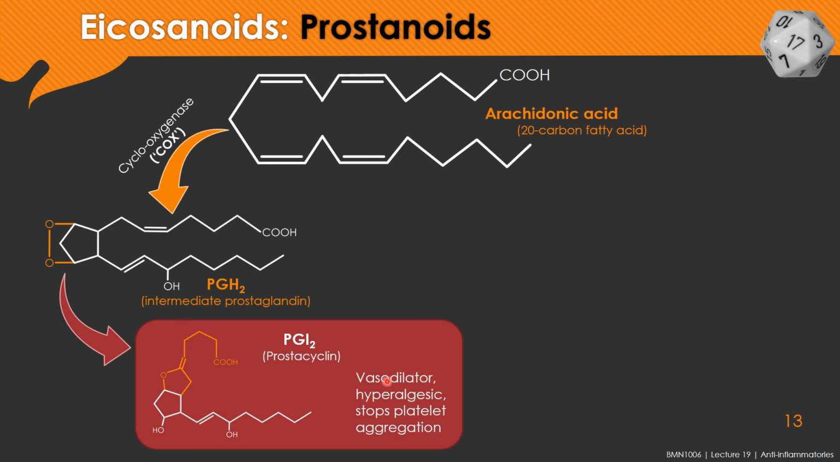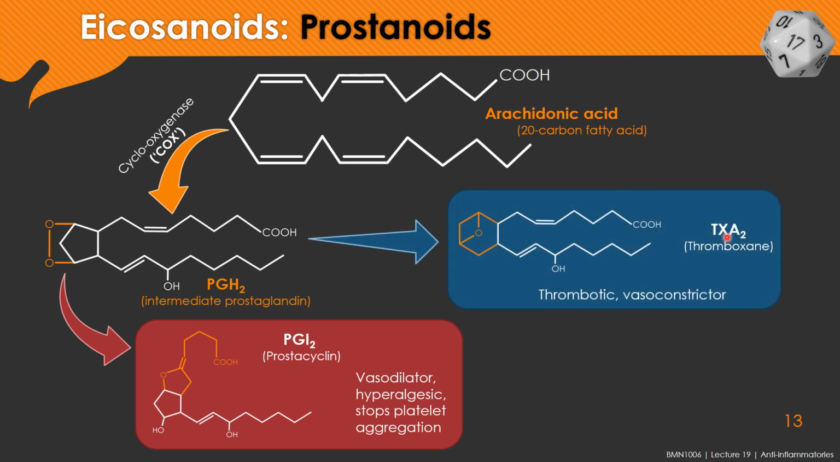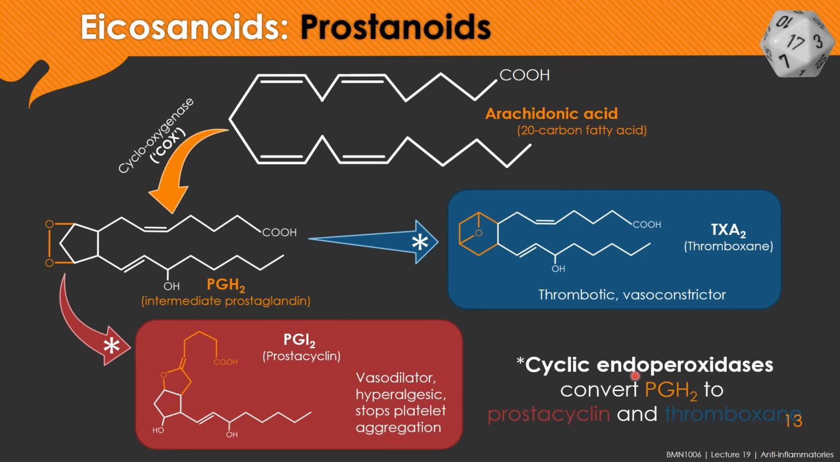So it is a vasodilator, and it is also hyperalgesic, meaning that it increases your sensitivity towards pain and it stops platelet aggregation. On the other hand, the very same intermediate prostaglandin can be converted into thromboxane A2, TXA2, which has the opposite effects, such as thrombotic effect, meaning that it promotes platelet aggregation, and also vasoconstriction. And again, the enzyme needed for this process is a peroxidase, specifically the cyclic endoperoxidases. They will convert the intermediate product to either PGI2 or TXA2.